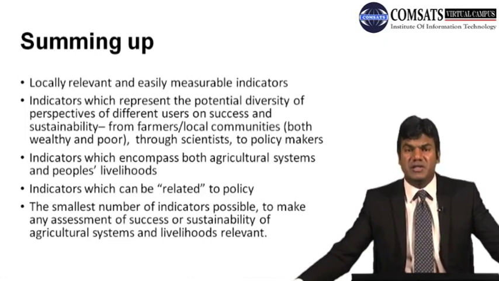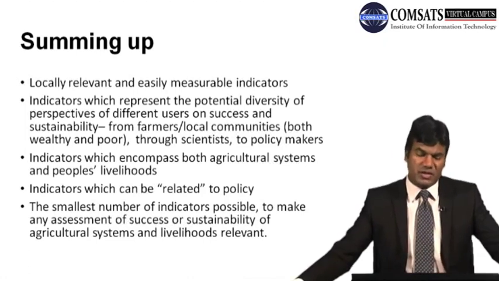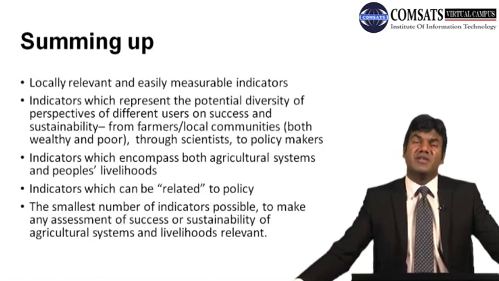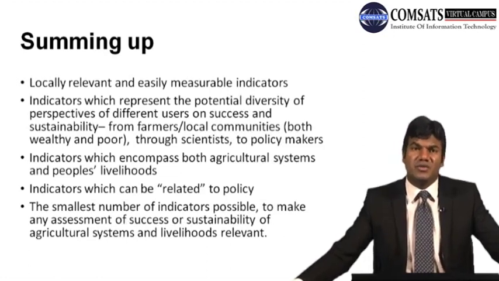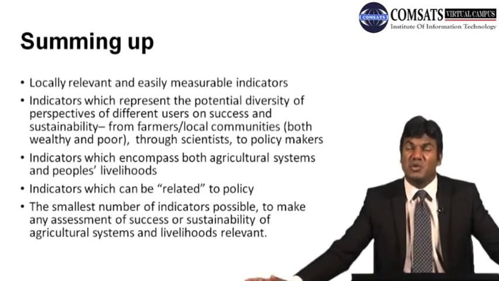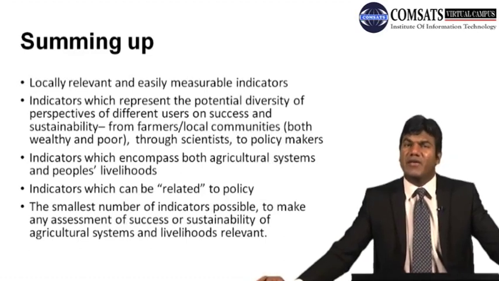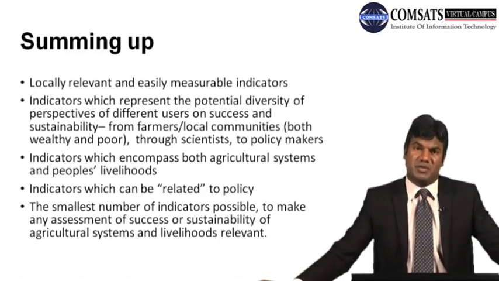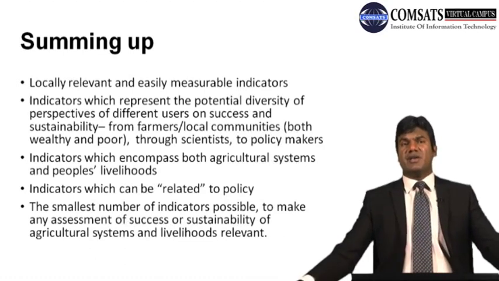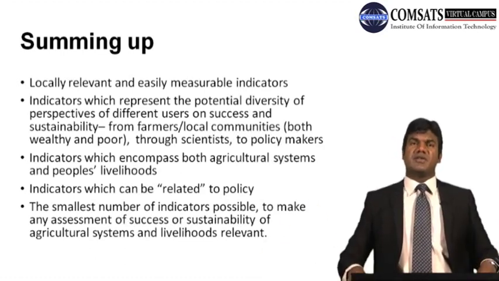And the last one, the smallest number of indicators possible to make any assessment of the success or sustainability of an agrarian system. If you keep 100 indicators and then say, okay, let's see the sustainability, no, that will be chaos, because it's humanly impossible. Go for the relevant, the measurable, and the indicators which are going to give you the right answer for the particular query you are looking into in that particular area. So that is how we look at this indicator framework.